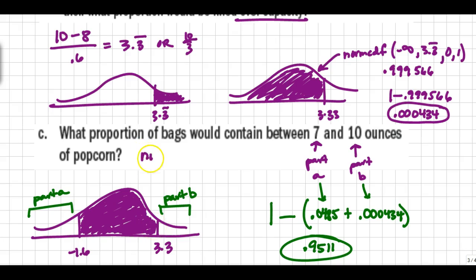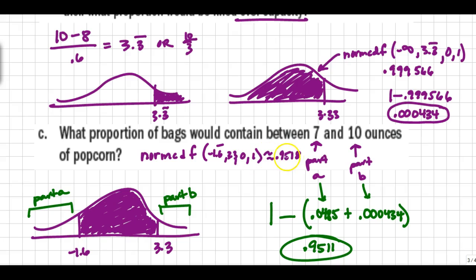Another way you could do this question is using your calculator. You could just tell it, instead of the lower bound being negative infinity, go from 7 to 10 with a 0 and a 1, and it should give you the same answer. And be real clear here, on the normal CDF, make sure you're using your z-values, your z-scores. So instead of doing 7 to 10, you want to make sure to do negative 1.6 repeating as your lower bound and 3.3 repeating as your upper bound.